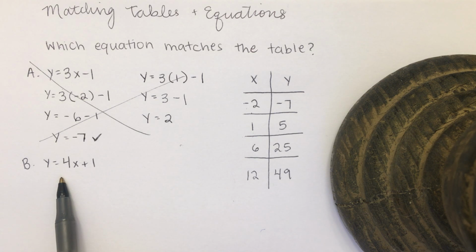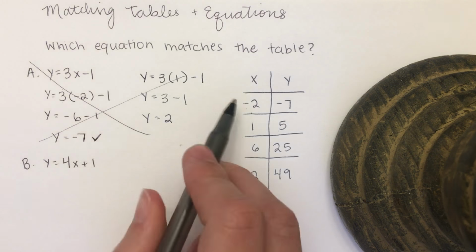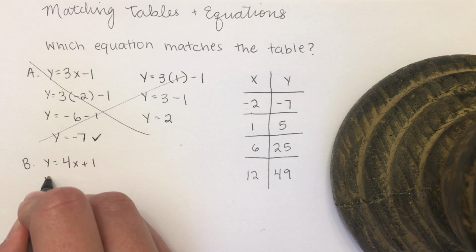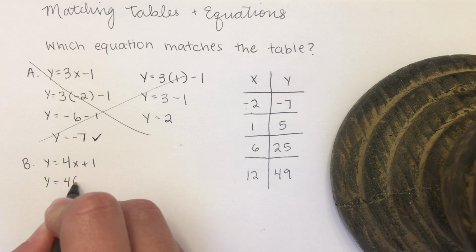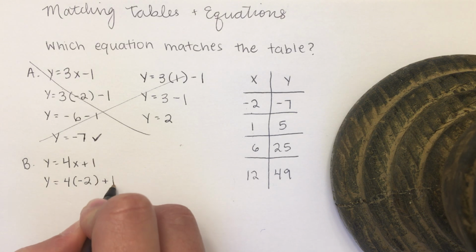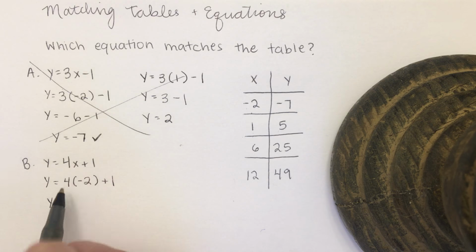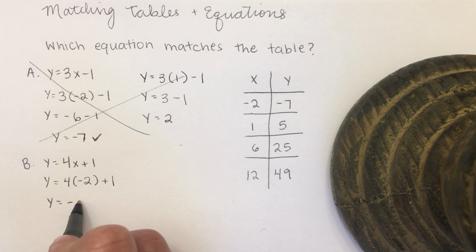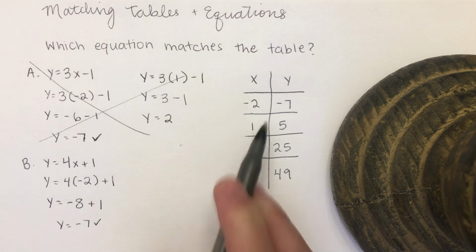So now we're going to go on to B, and we're going to do the exact same thing. The only thing that's changing here is our equation, y equals 4x plus 1. So again, I'm going to start with -2, so this time it's going to be y equals 4 times -2 plus 1. Again, order of operations, 4 times -2 gives me -8 plus 1. -8 plus 1 is -7, and that is what we were looking for.